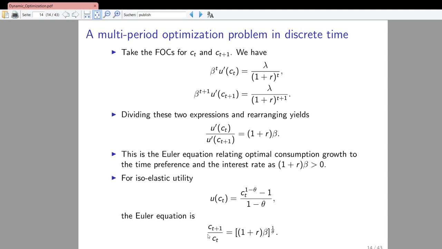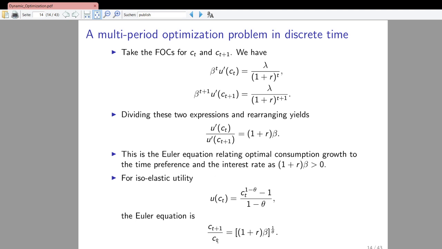So we would have ct plus 1 divided by ct here, to the power basically of theta, and we bring theta to the right hand side by taking the whole expression to the power of 1 over theta. So we would have the expression on the right hand side, 1 plus the interest rate, multiplied by the discount factor, and the whole expression to the power of 1 over theta. And that is the standard consumption Euler equation that you will encounter all the time in these discrete optimization problems in most economic applications. And you should familiarize yourself thoroughly with this expression. We will also encounter a similar expression in continuous time optimization.